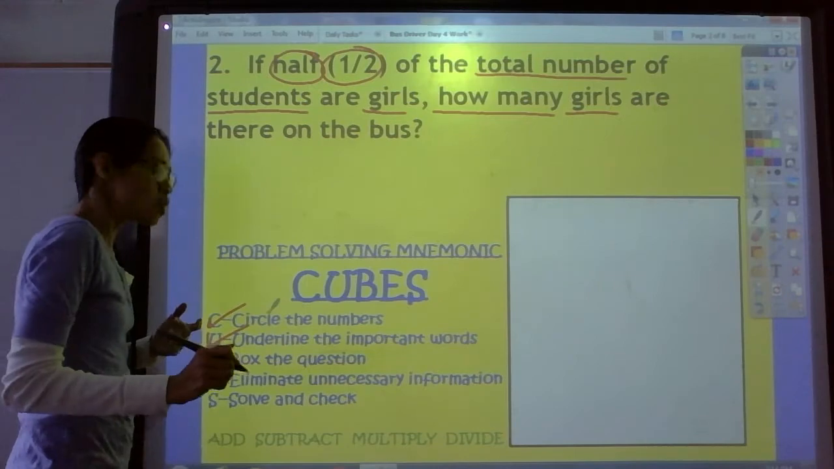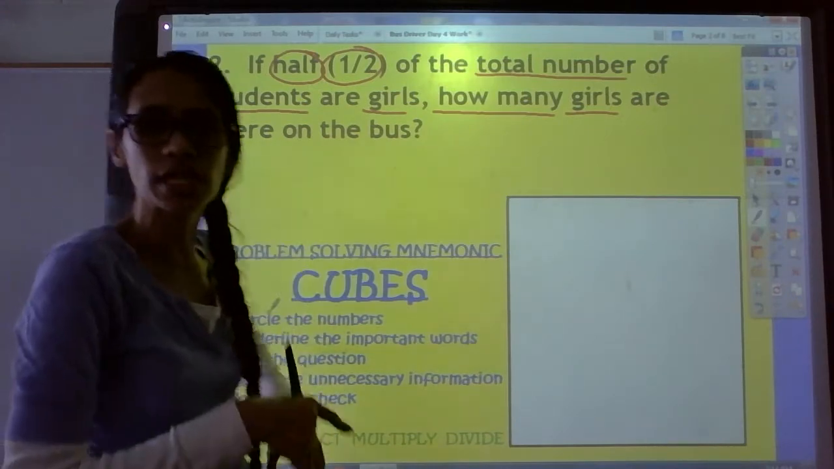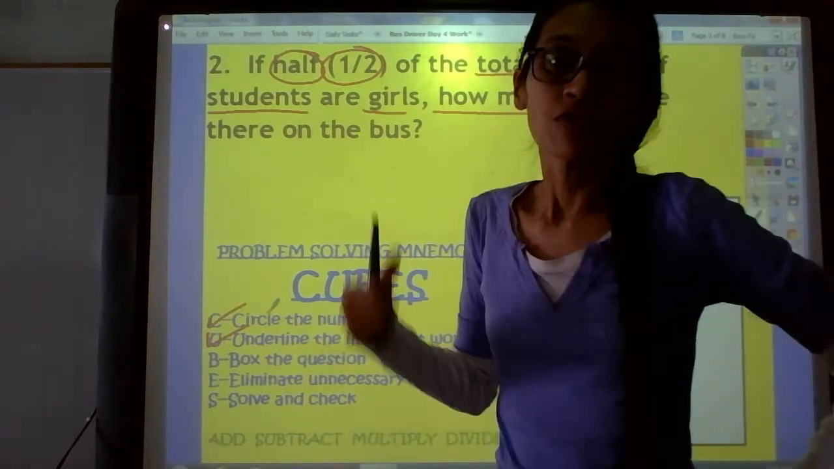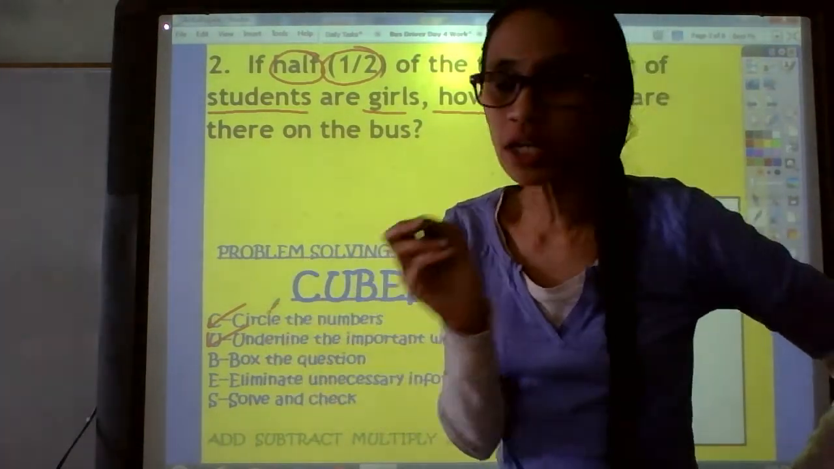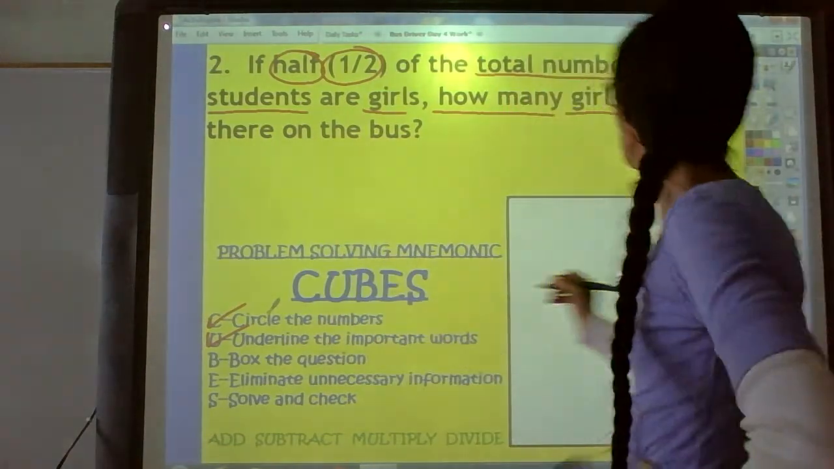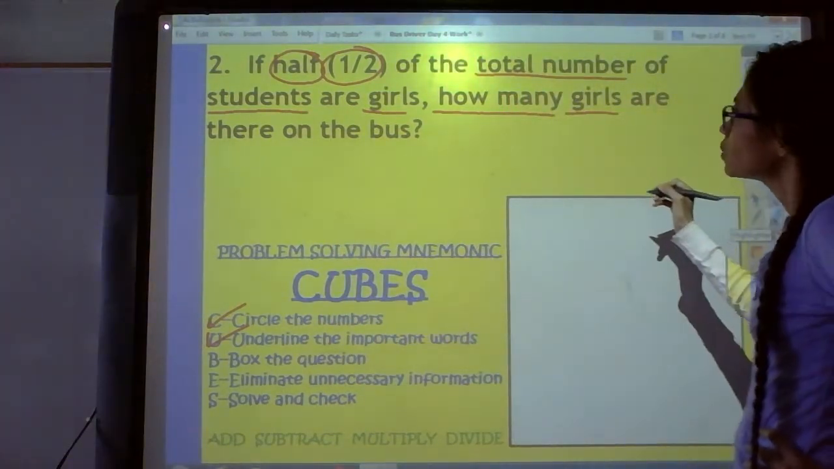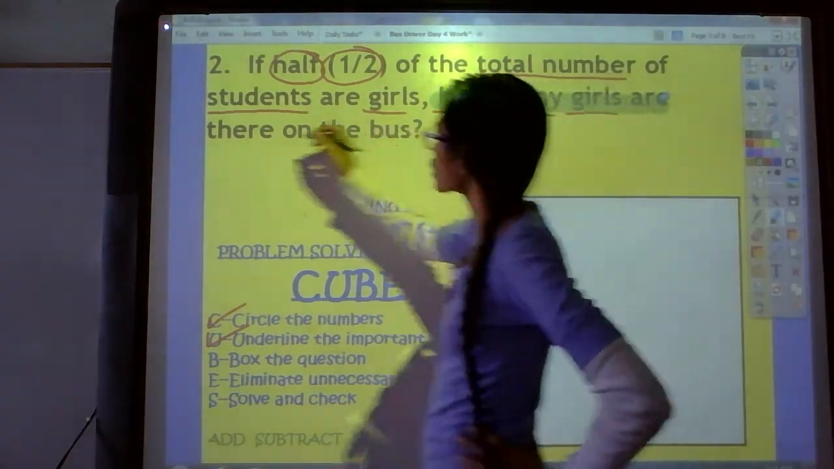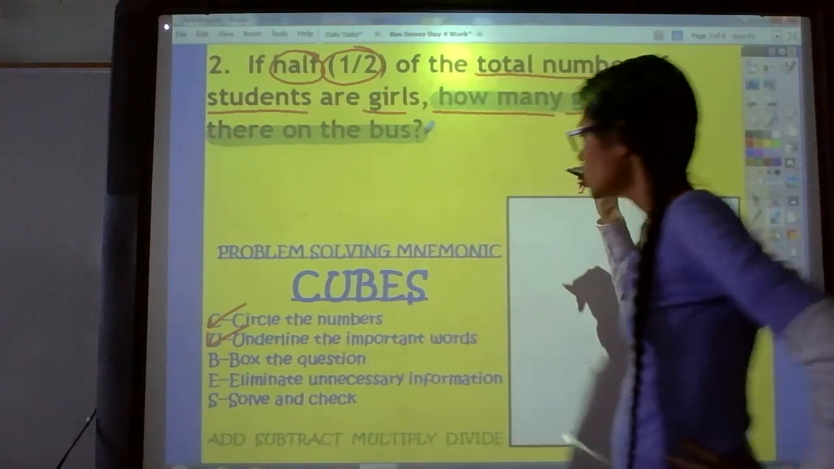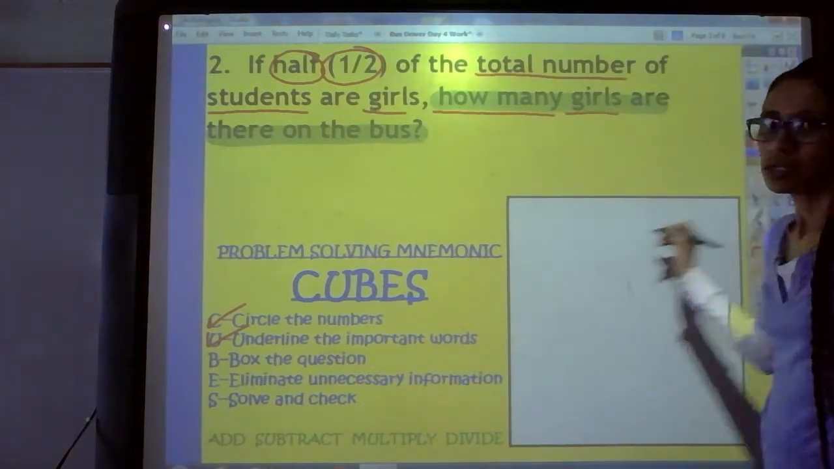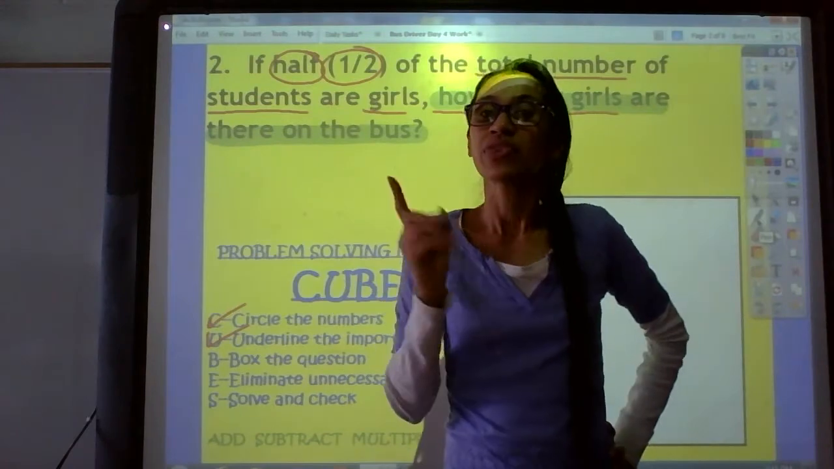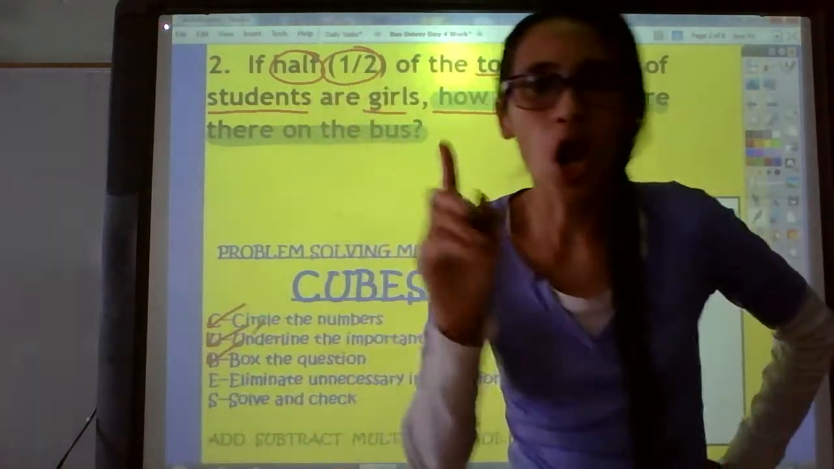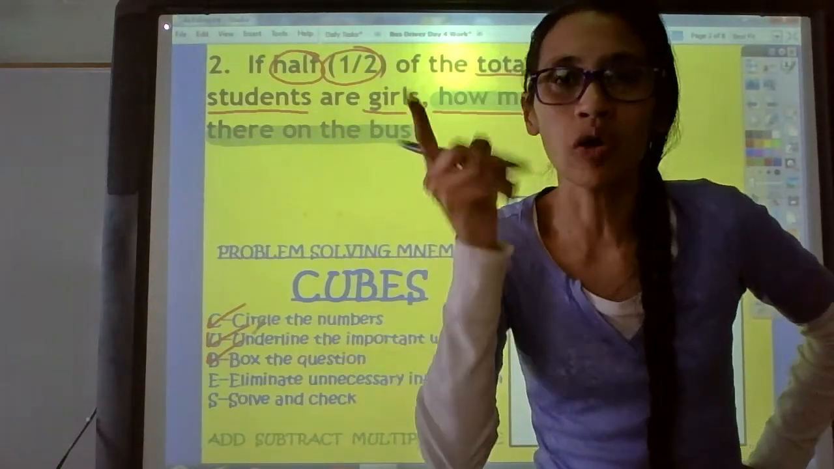Check that off. Moving on to the next step in our cubes clues is the B step. Read that B step. It says, box the question. Find the question, circle it or box it or highlight it. I am going to highlight that. Where's the question? Right there. How many girls are there on the bus? So that is what we need to figure out. We're done. That was an easy step. The next step is the B step. Oh no, we just did that B step. See, always got to check it off so you don't get confused.